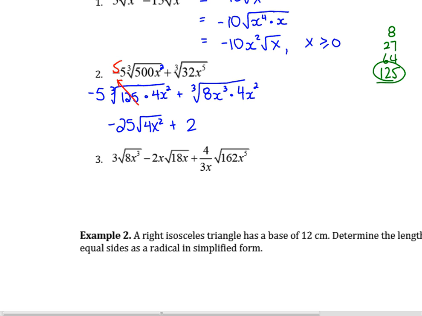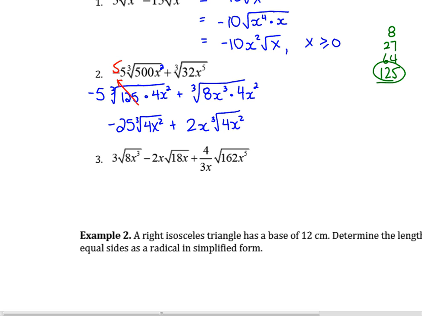2 and x, cubic root. I forgot my little cubic root. That's how you lose marks on a test. I'm showing you so that you don't do the same thing. Don't forget those little 3's.